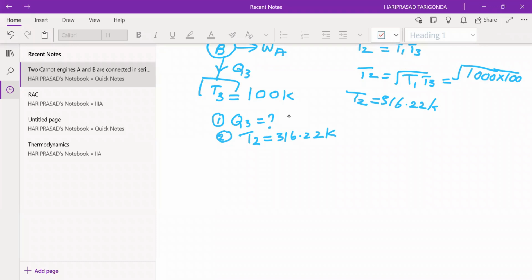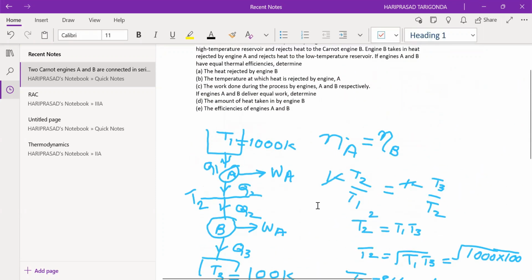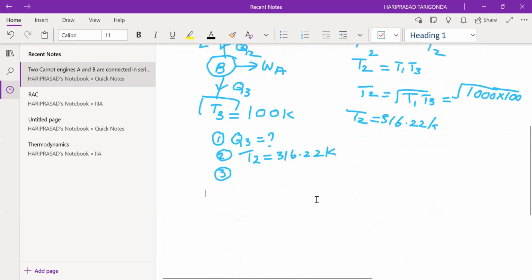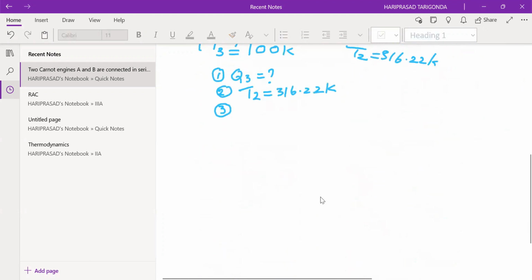Next, the third point he asked to find is the work done during the process by engines A and B. He asked to find the work done WA and the work done WB. So you need to find all these things. Let us start with engine A. Let us find the Q2 value. Can you find the Q2 value?